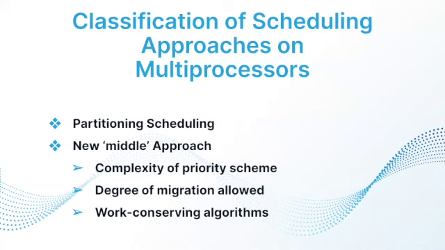The second dimension is the degree of migration allowed, where the disciplines are ranked as follows. First, there is no migration. Second, migrations are allowed, but only at job boundaries. And third, unrestricted migrations.